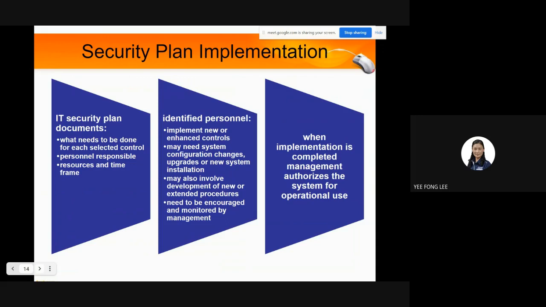So the IT security plan document needs to be done for each control, and also list all the personnel responsibilities, types of resources spent, and the time frame to be used. Those are the key elements.